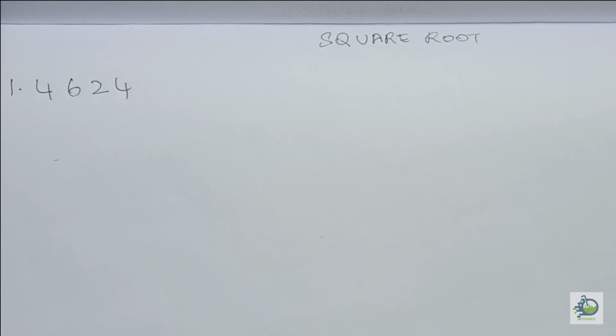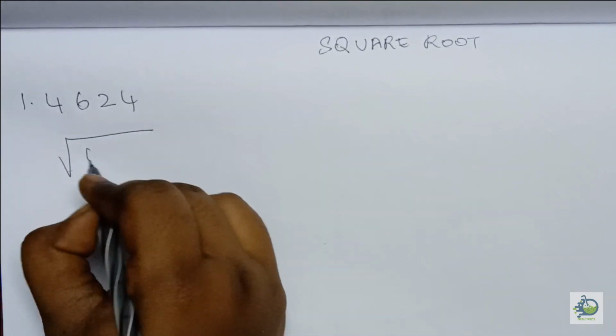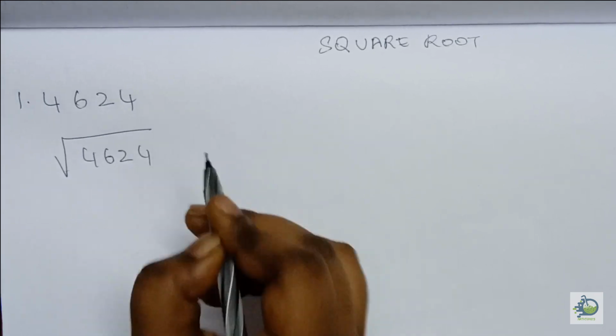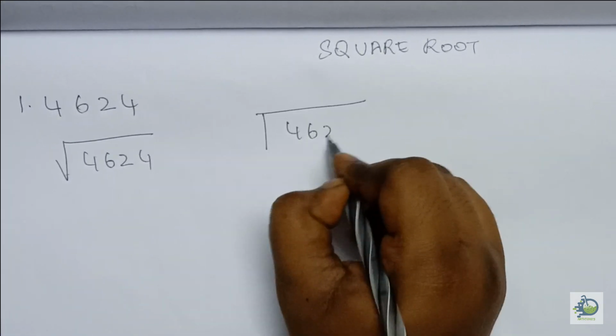Hi guys, today we are going to see how to find the square root of a number by using the long division method. Let's take an example. We are going to find the square root of 4624. So first, what we have to do is write this 4624.